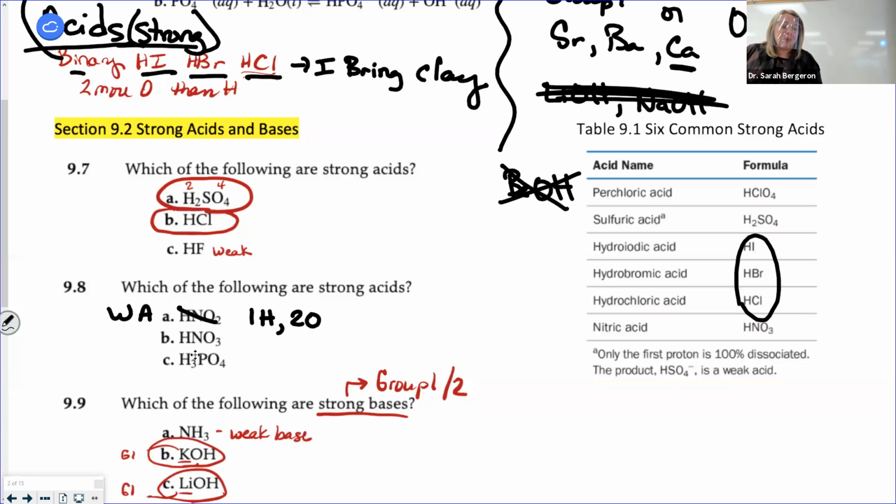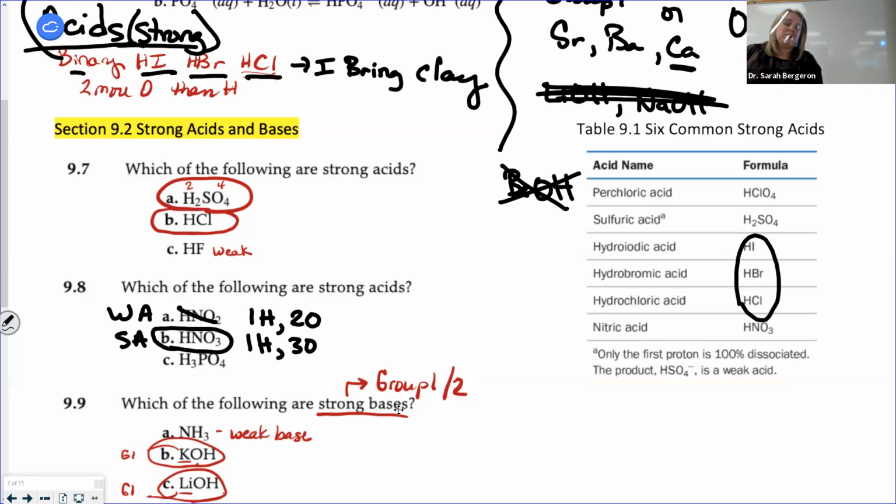Okay, how about B? HNO3. Now you could just go look at your table and say yes, but I don't always want to do that. I want to say I have 1 hydrogen and I have 3 oxygens. So how many more oxygens do I have than hydrogen? 2. So it is a strong acid. Okay, so we're going to circle this one. This one is a strong acid.